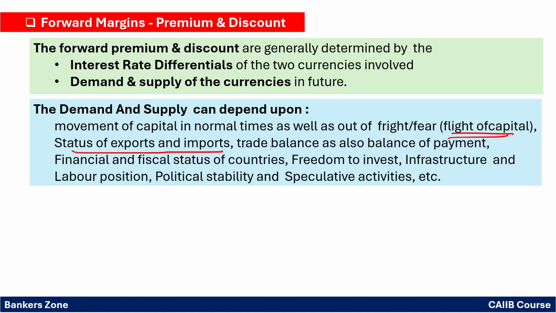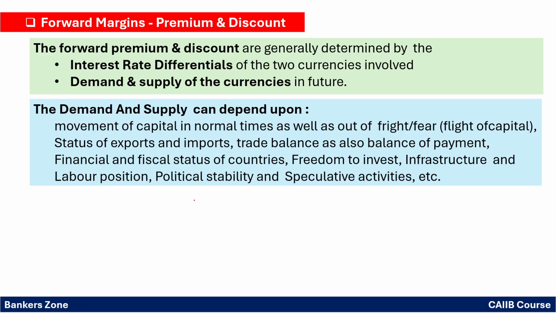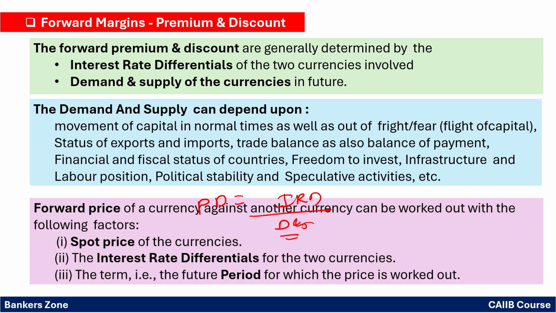Status of export and import, the trade balance as also the balance of payment, the fiscal and financial status of the country, the freedom to invest, the infrastructure, the labor position, political stability, the speculative activity. So all these factors are determining the demand and supply of the currency. Okay, very easy. So basically, the premium or discount is decided based on the interest rate differential and demand and supply. Okay. Now see, forward price of the currency against another currency can be worked out using the spot price, interest rate differential, and the future period.